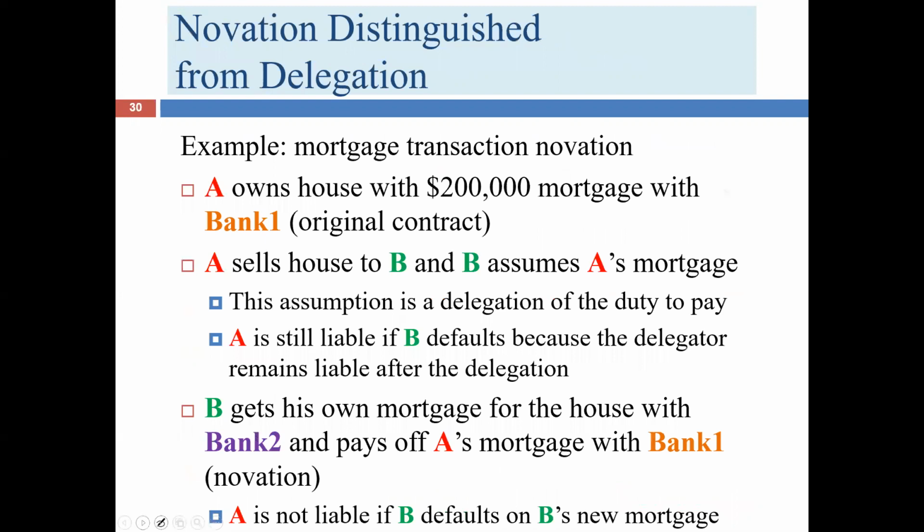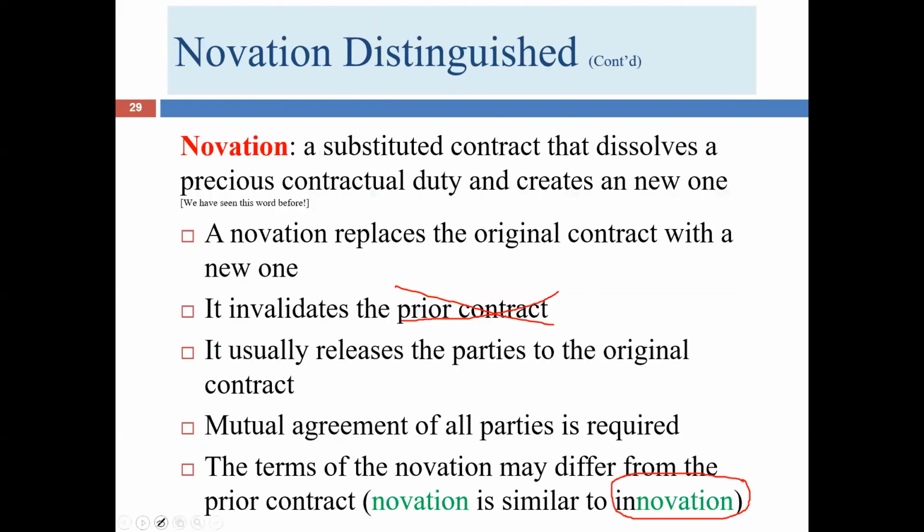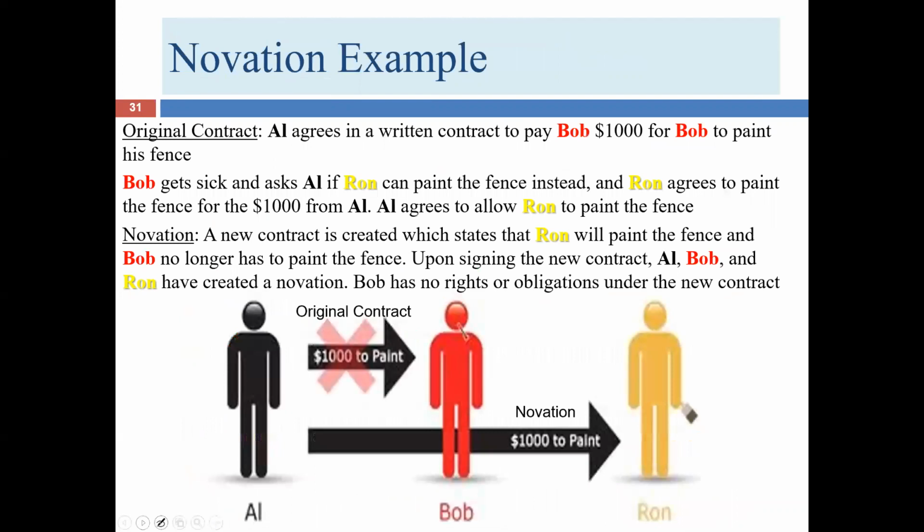Okay, so before we go into this one, let's look at this novation example. So the original contract is, we'll put a box around it. We'll go back to slide 30, so I'm not going to forget it, I promise. So this is our original contract. Al and Bob are in privity with each other. Al agrees to pay Bob $1,000, and Bob agrees to paint Al's fence. That must be some fence for $1,000. So we can see that Al has the obligation to pay $1,000, and Bob has the obligation to paint the fence.